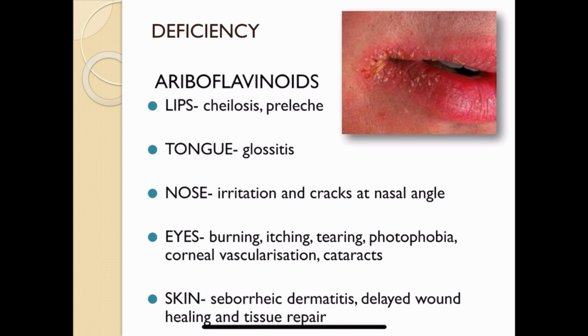The deficiency, you can see here in the picture, is dryness or flakiness around the lips. This is the deficiency of vitamin B2, riboflavin. Around the lips it causes cheilosis and perleche. Around the tongue it causes glossitis, that is inflammation of the tongue. And at the nose, it causes irritation and cracks at the nasal angle.